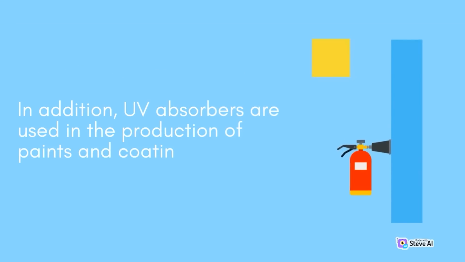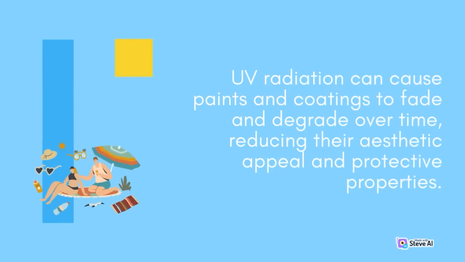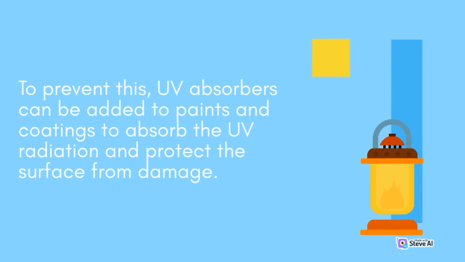In addition, UV absorbers are used in the production of paints and coatings. UV radiation can cause paints and coatings to fade and degrade over time, reducing their aesthetic appeal and protective properties. To prevent this, UV absorbers can be added to paints and coatings to absorb the UV radiation and protect the surface from damage.